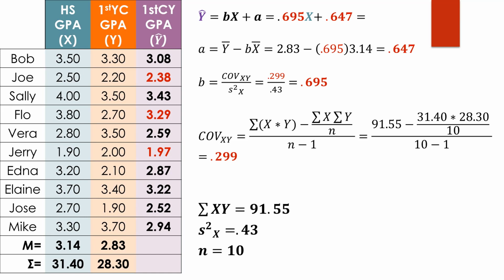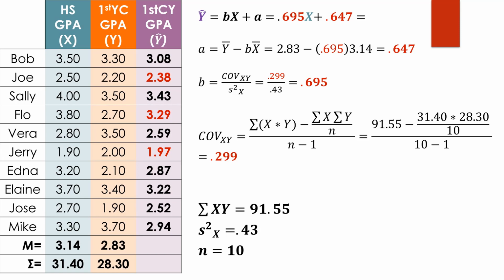Let's focus on a few of them here out of the ones that are calculated on the table. Let's look at Joe. So Joe has a high school GPA of 2.50. His first year college GPA was actually 2.20. But if high school GPA perfectly predicts first year college GPA, Joe's predicted college GPA should have been 2.38, which is slightly higher than the GPA he actually got.